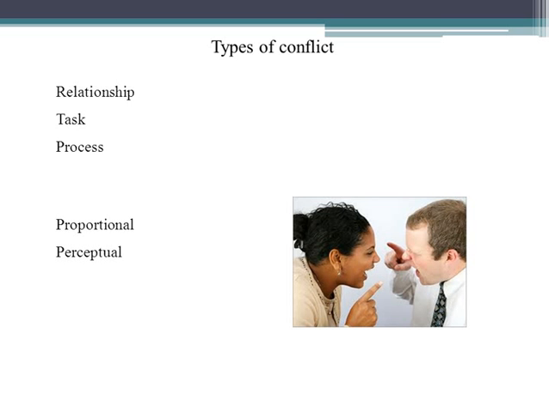I will start off by talking about the types of conflict in teams. The three main types of conflict are relationship, task, and process. There is also proportional and perceptual conflict, which I will discuss later.